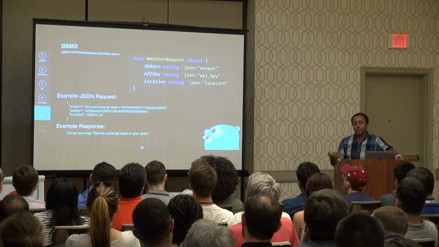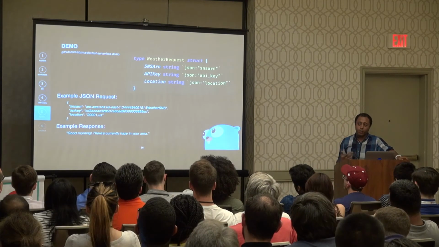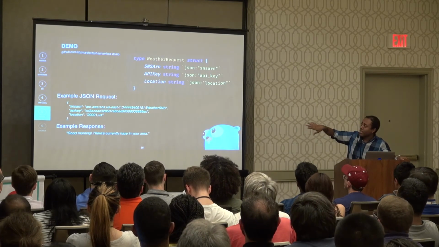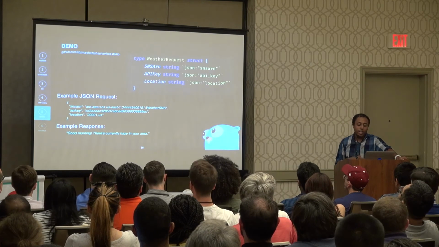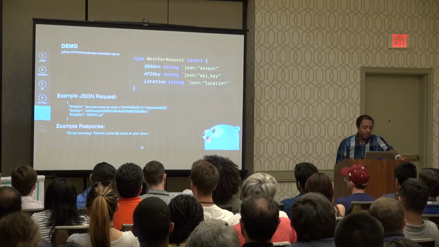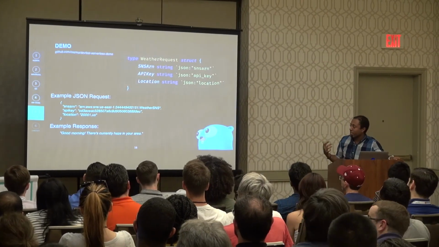You need to write your models to consume any APIs, or any requests. And so I created this weather request model. I'm just taking the SNS ARN, that's the address of the SNS, the API key for the weather service that I'm using, I think it's Open Weather Map, and the location where we are. So for example, I'm just putting in that.